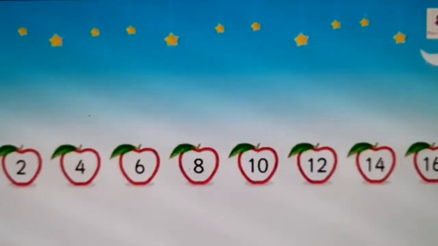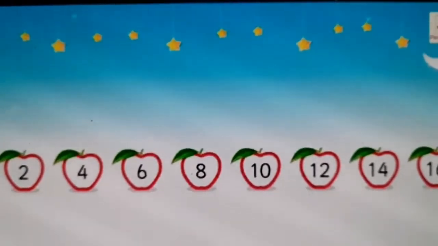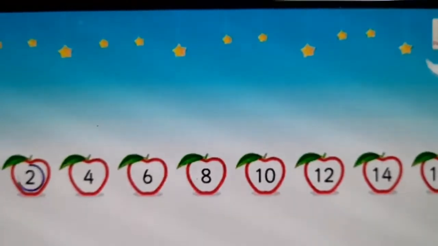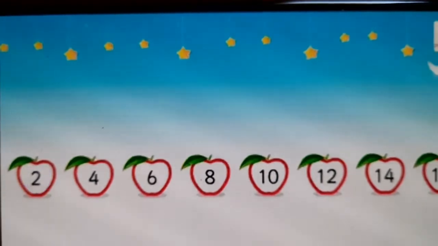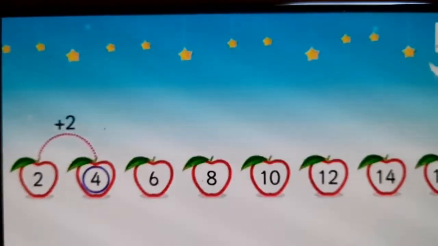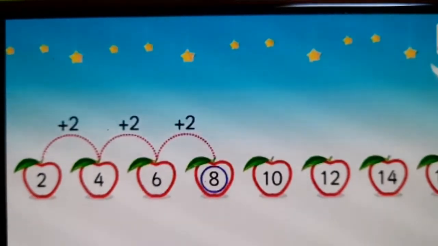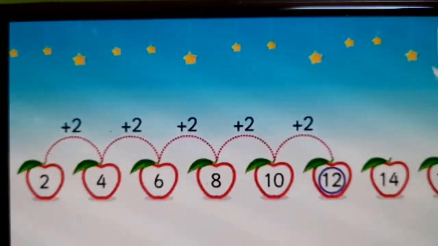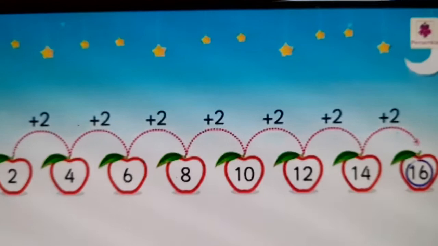Did you know we find patterns in numbers also? Let's see how. Starting with number 2, when we skip count by 2's, we get 4, 6, 8, 10, 12, 14, and 16.